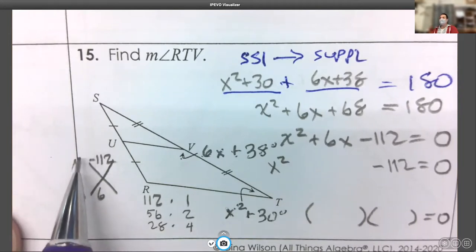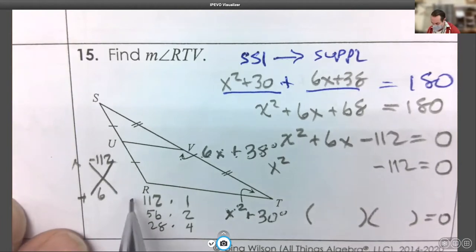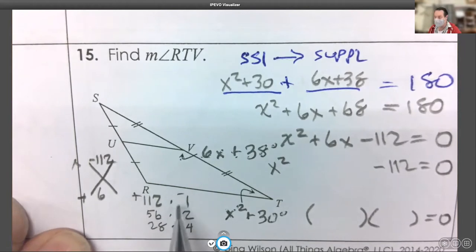The fact that this is a negative 112, what does that tell me about these things? One has to be negative. Excellent. One's going to be negative and one's going to be positive. That's how they'll multiply to make a negative. If I need their sum, when one's positive, one's negative, to equal 6, then I'm going to need my bigger one to be positive and my littler one to be negative, so that when they add up, they make a positive number.